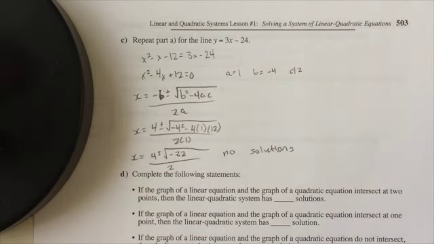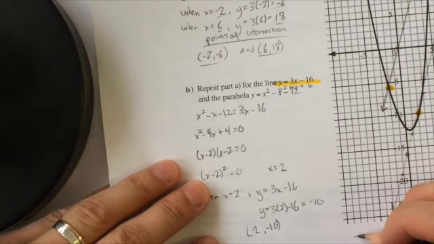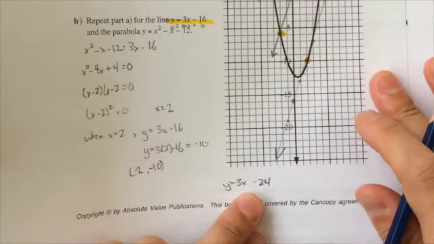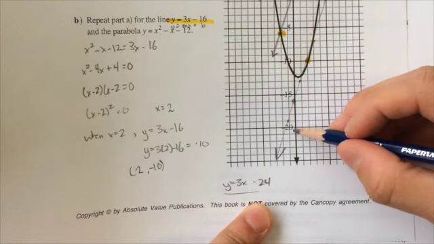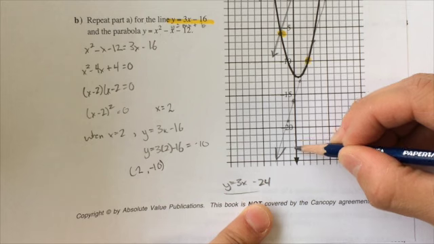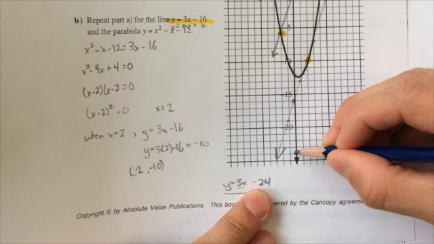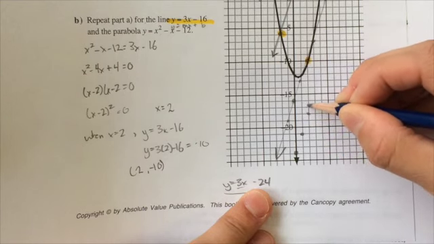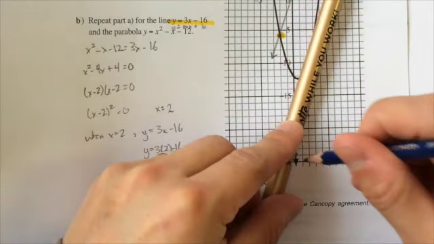Now let's see why that's the case. Let's graph y is equal to 3x minus 24. If we're graphing this equation here, then we're crossing the y-axis at negative 24, which is right here, and we're using the same slope of 3. So up 3, over 1, up 3, over 1, up 3, over 1, and draw my straight line.